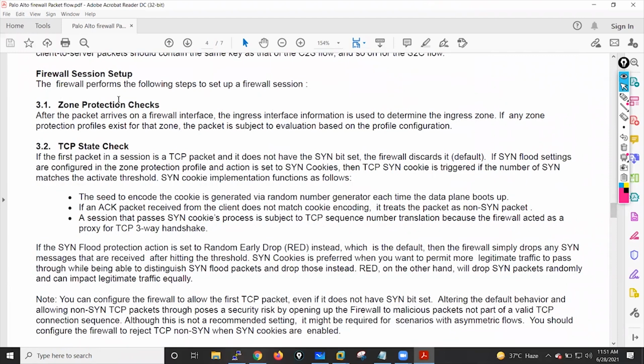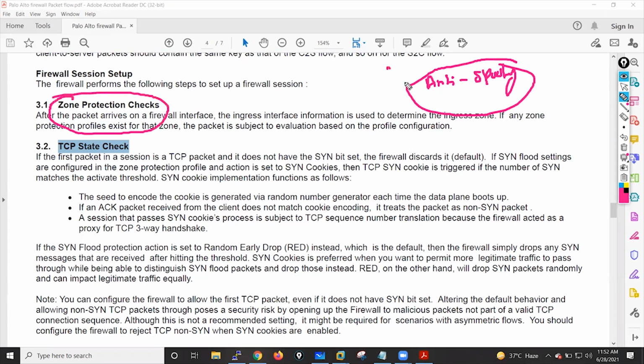Let me just show you here. See, it will perform the zone protection check. It will also perform the TCP state check. It will just see in TCP whether the first packet is a SYN or not. Apart from this, sometime someone tries to launch some kind of anti-spoofing attack, right? These kinds of attacks are also prevented by your zone protection profile. So if someone is doing this, in that case also your packet will be dropped at the zone protection level, and you will not see any log in your Monitor and then in your Traffic log tab.